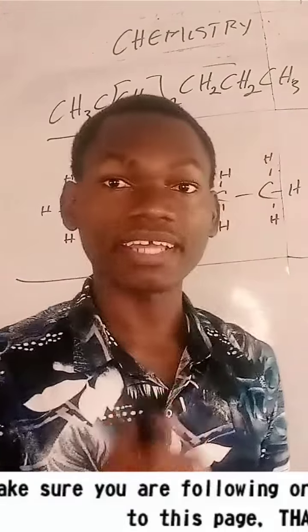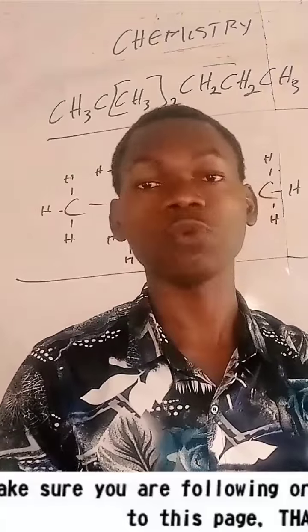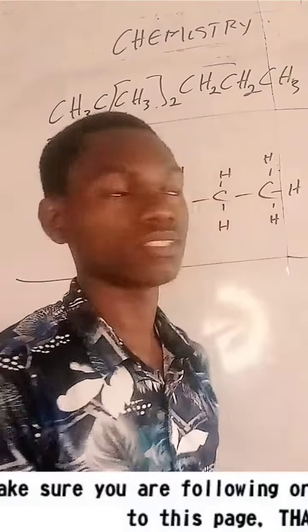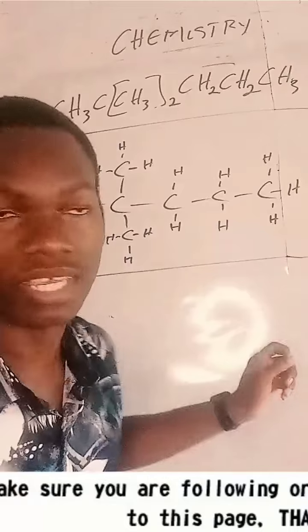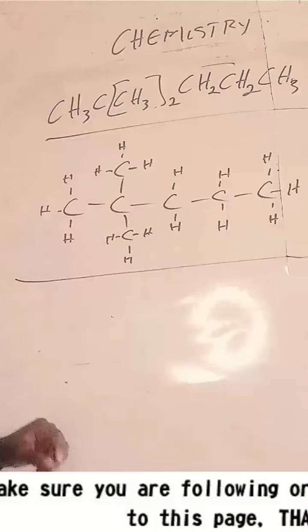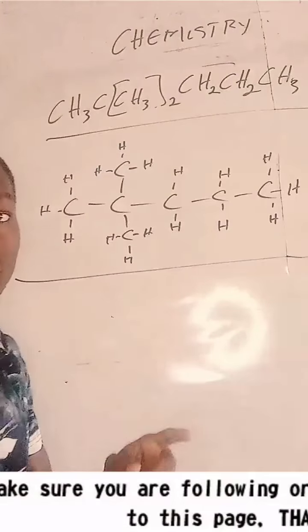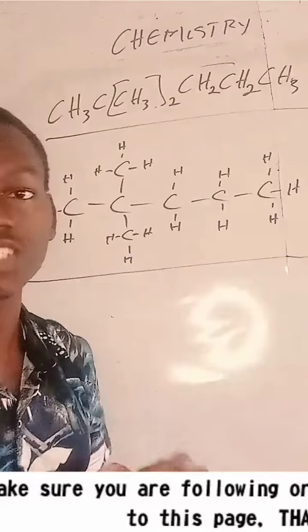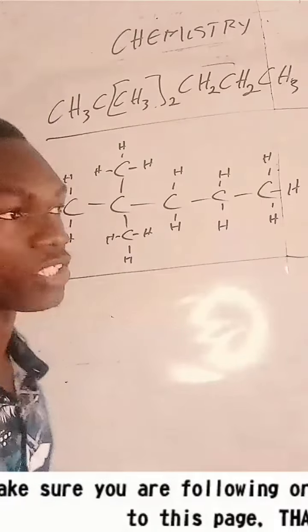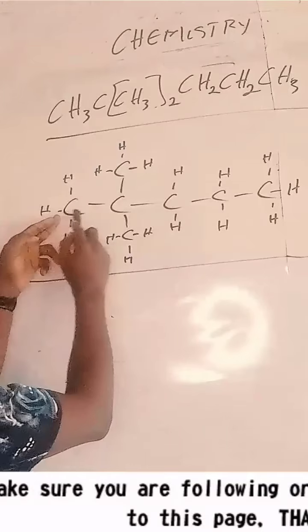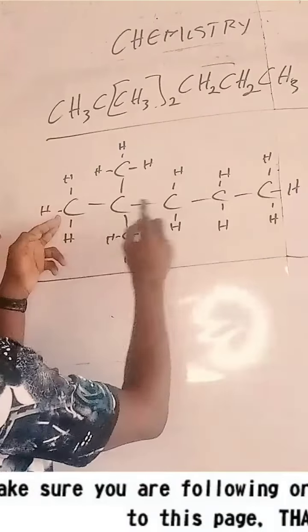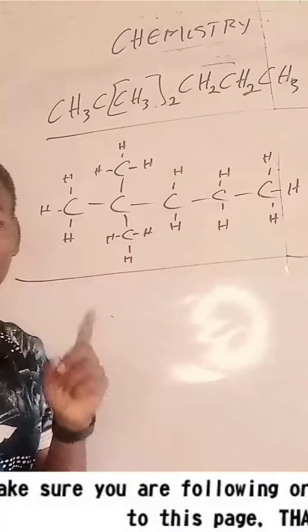Now, since we've identified the functional group to be alkane, let's tell what member of alkane this particular compound is. First of all, we should identify the longest chain possible. And what is the longest chain possible here? The longest chain possible is definitely this particular chain here, having 1, 2, 3, 4, 5 carbons.